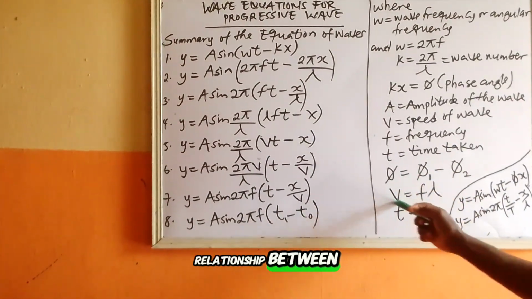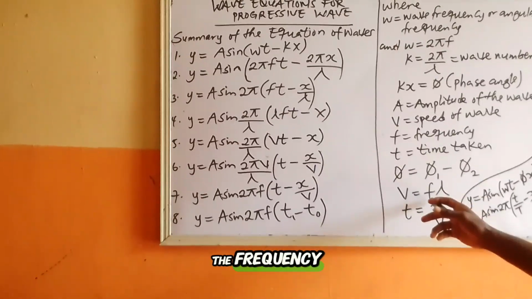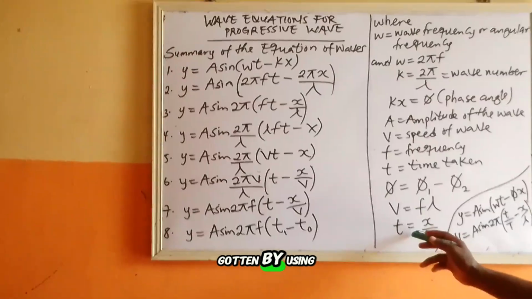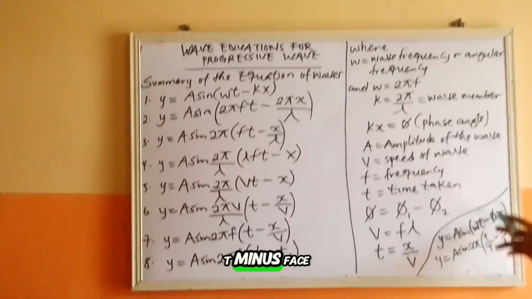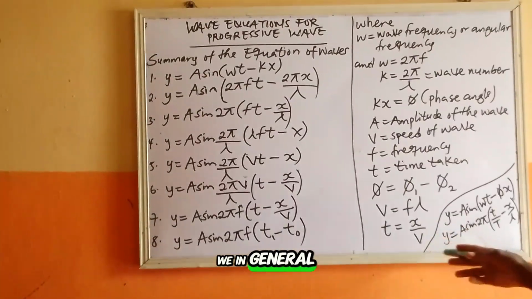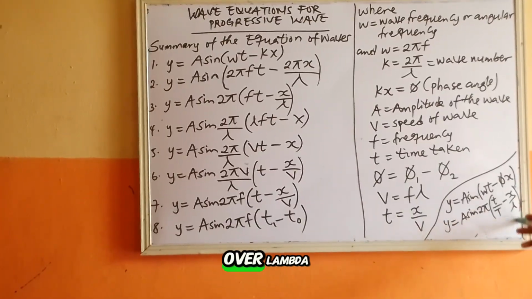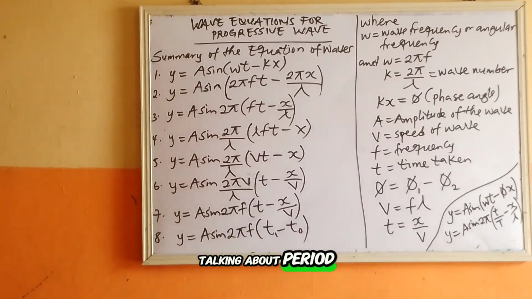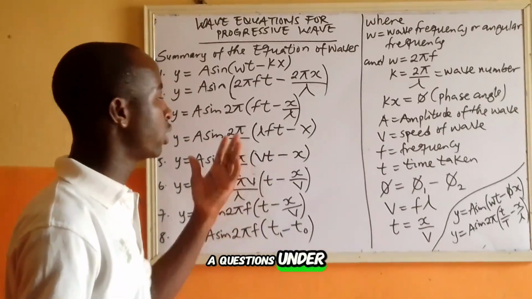Then there's a relationship between the speed of light or velocity of the wave and the frequency multiplied by wavelength. And also your t can be gotten by using x over v. So generally, y equals a sine(Wt minus phase angle multiplied by x). So by the time we do our substitution, in general we have y equals a sine 2 pi (t over big T minus x over lambda). Remember that this small t is the time taken and this big T is the period. So remember all this by the time you are solving questions under motion.